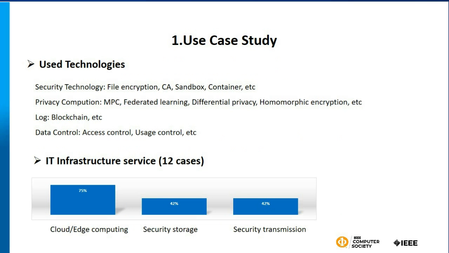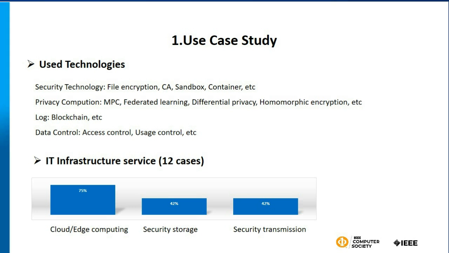And the experts also identify the main technologies they have used in their own use cases. So for the security technology, they have introduced encryption, say for identity authentication, and sandbox, as we mentioned, container in the software level and also operational system levels are used. Multi-party computation, federated learning, differential privacy, and even homomorphic encryption are used to train algorithms without accessing the original data. And blockchain is used to keep logs, and especially for the smart contract. The most important technology category is about the data control, including the access control, which is now commonly used, and also the usage control. And these are the very important technologies to keep the data sovereignty.